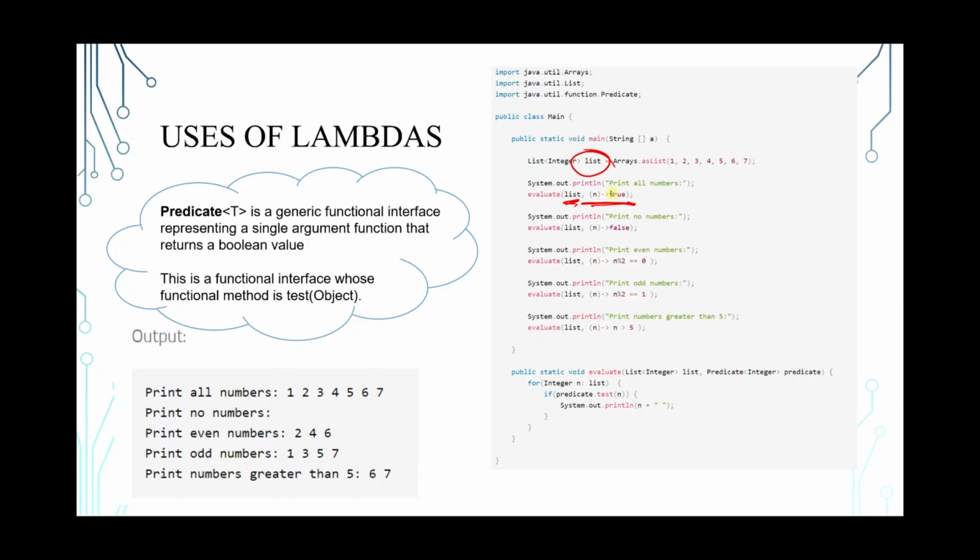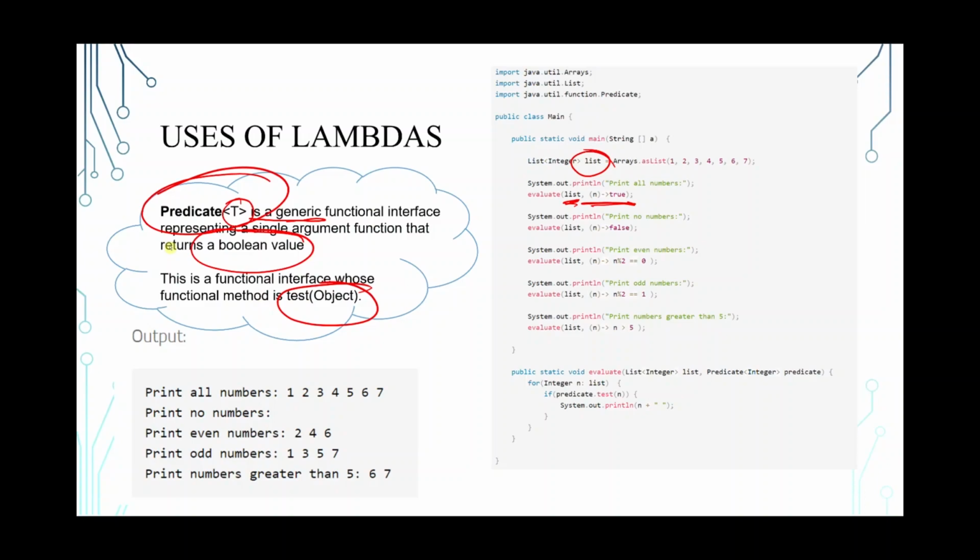Now we are going to use a functional interface called predicate. Predicate is a generic functional interface. You can give any type you want. This is why it's generic. It represents a single argument function that returns a Boolean value. So the most important function in this functional interface is the test function. Now the test is a function that returns a Boolean value.